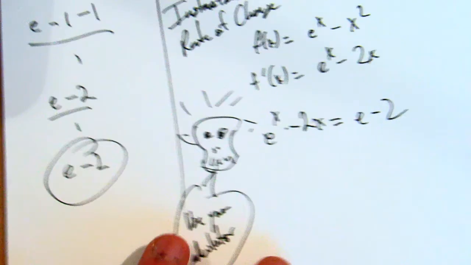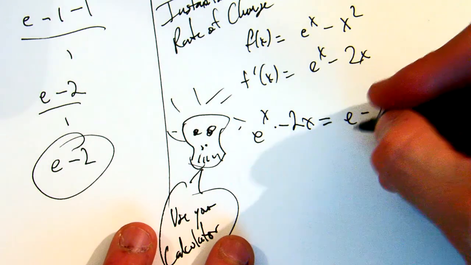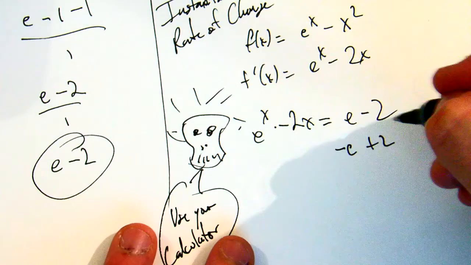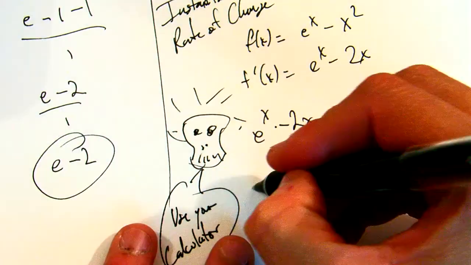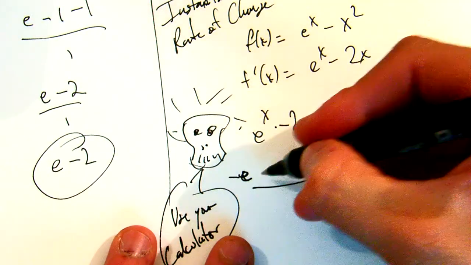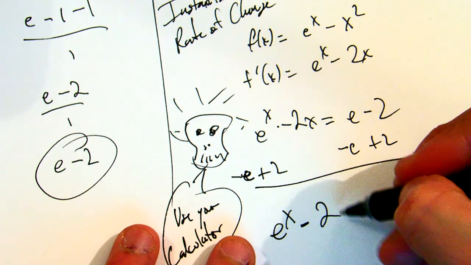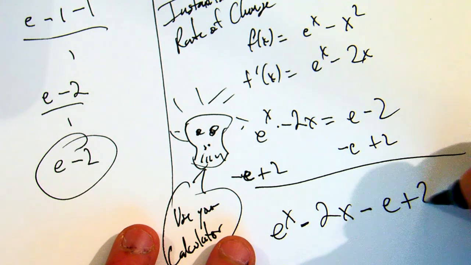Okay? How do I do so? First, you want to go ahead and set it equal to 0. Okay? And then we're going to find the zeros of that. So I'm going to minus e and add 2 to both sides. If I do that, minus e and plus 2, I get e to the x minus 2x minus e plus 2 equals 0.